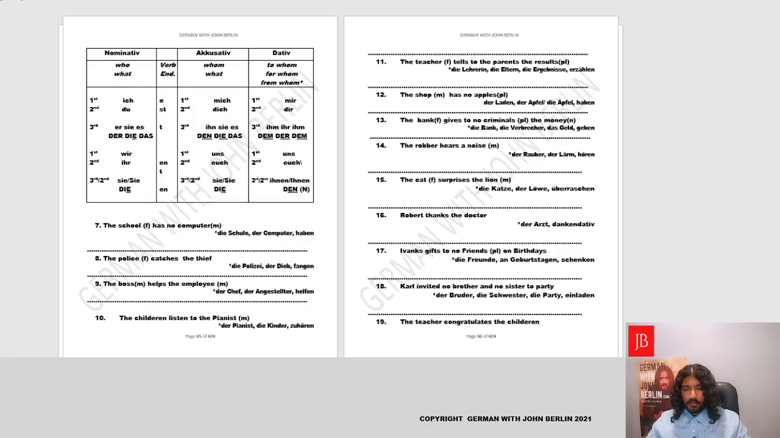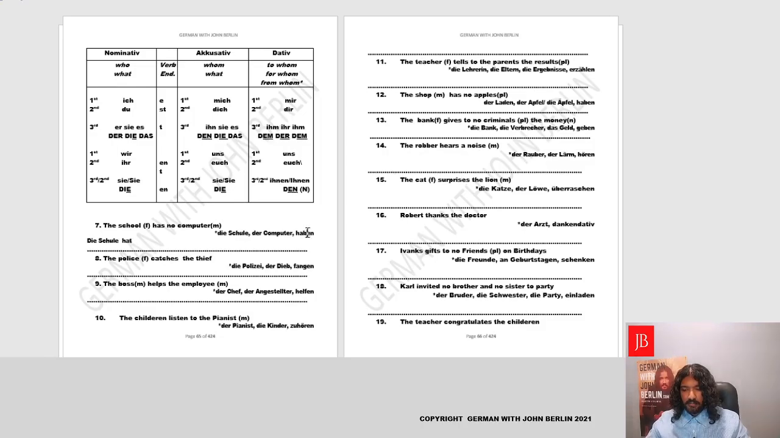Now that we understood the table, once again we'll begin with a practice, and the first sentence is: the school has no computer. So the school, the question is basically what? So it's the school, which is feminine. In German you call it Schule. It's die Schule. So we'll write here die Schule. Perfect. And the verb is has, and in German it's haben. We'll conjugate it for third person. We'll remove the e and add a t. It'll become hat. We don't use the b.